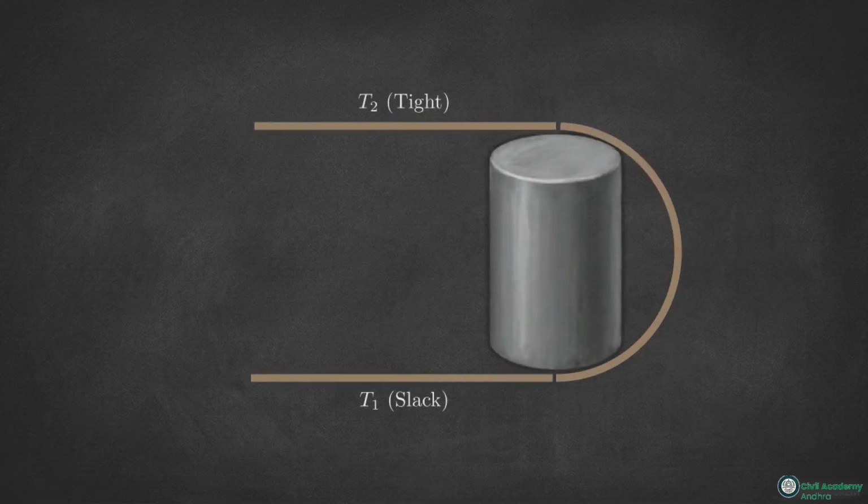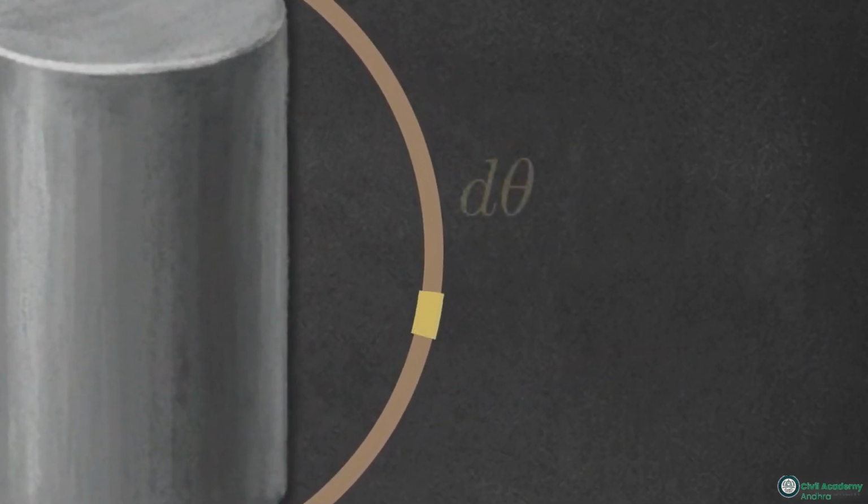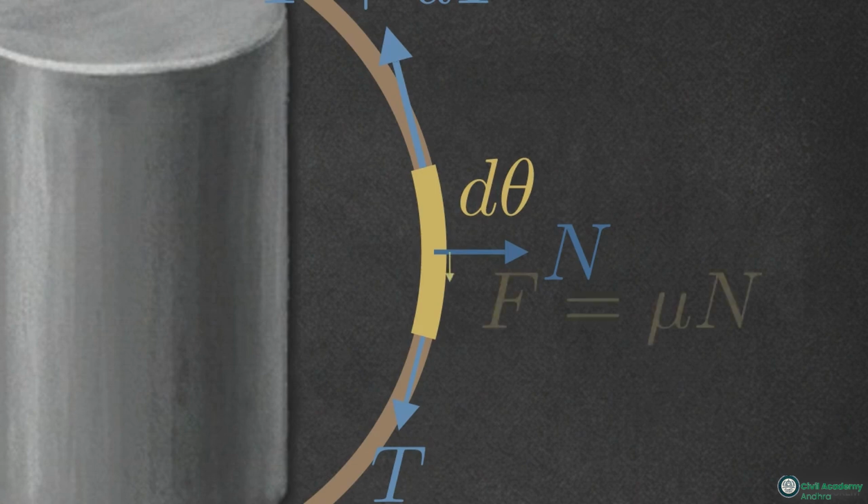To model this mathematically, we look at this 2D diagram and isolate an infinitely small slice of the rope along the curve, labeled d theta. The tension on one side is T, and on the other, it's slightly higher, T plus dT. Within this tiny arc, the inward pull of the tension is balanced by an outward radial normal force. Along the tangent of the arc, the friction force perfectly opposes the slip.